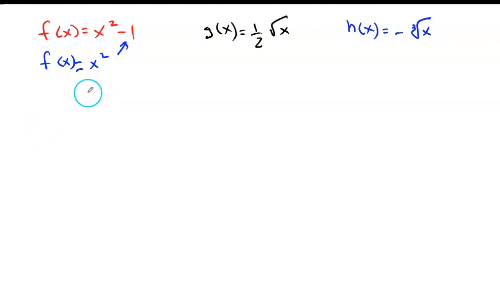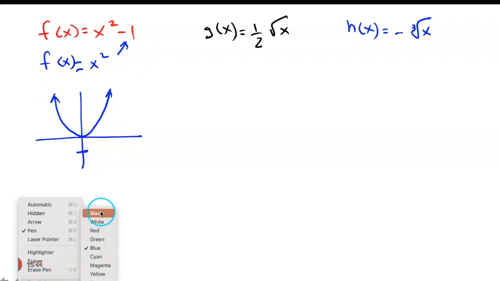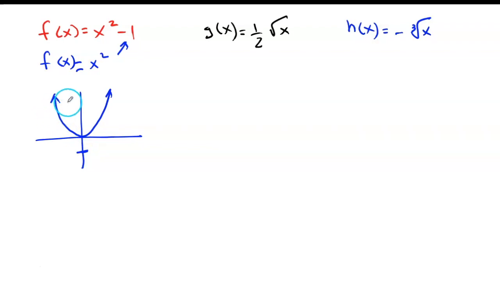This is vertical movement. So quadratic is a parabola. Vertical movement, it went down 1. So my new graph went down 1. So it's the same curve. It went down 1. That's it.